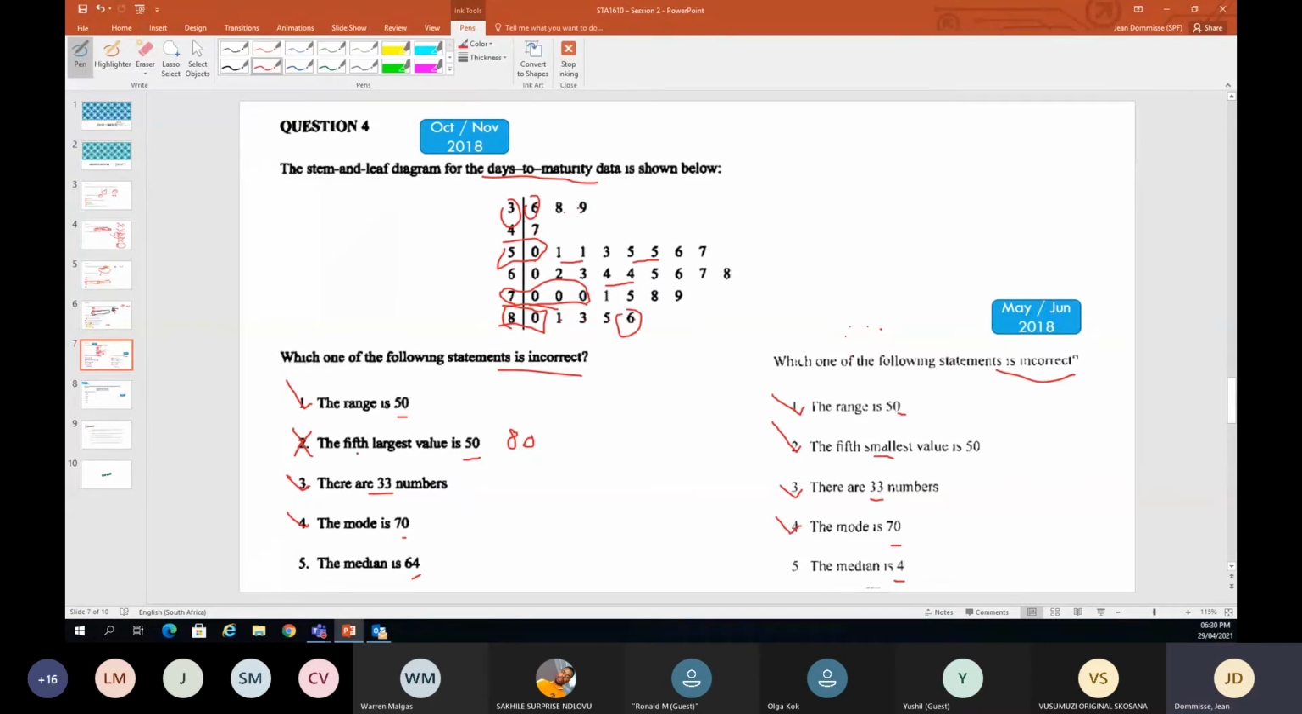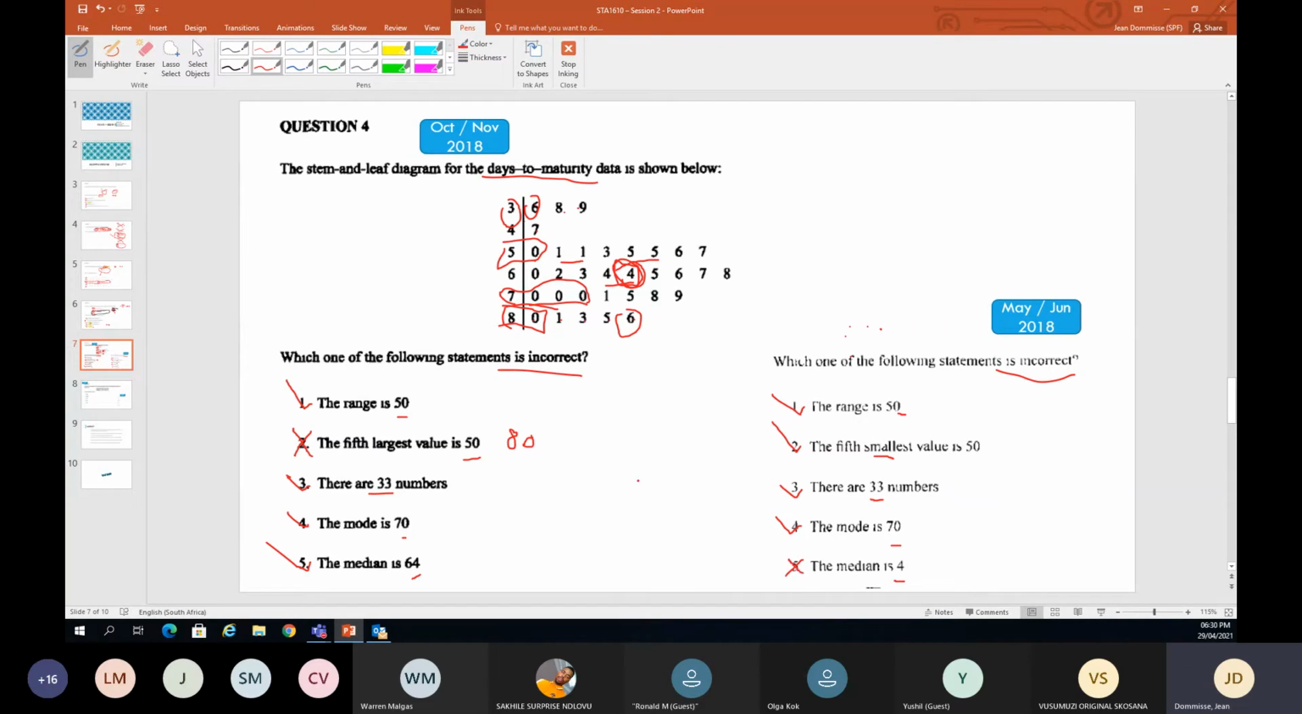Because there is 53 numbers, your middle value will be basically 53 plus 1 divided by 2, so 27. Counting 1, 2, 3, 4, up to 27. Okay, so 64 is your median and not 4, because it's easy to make a mistake to look at that and say it is 4. So it is definitely not 4.